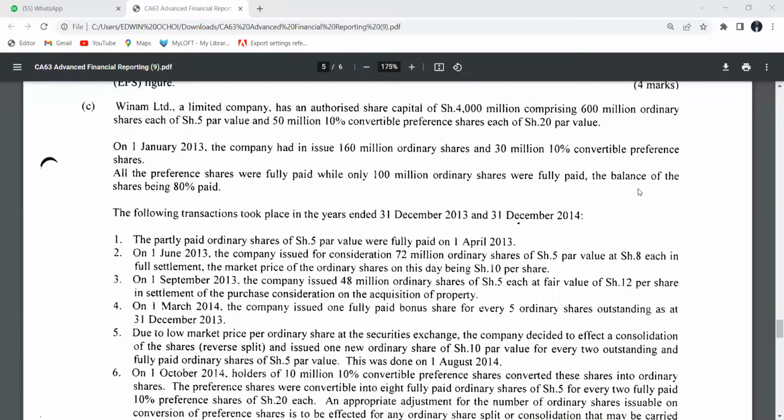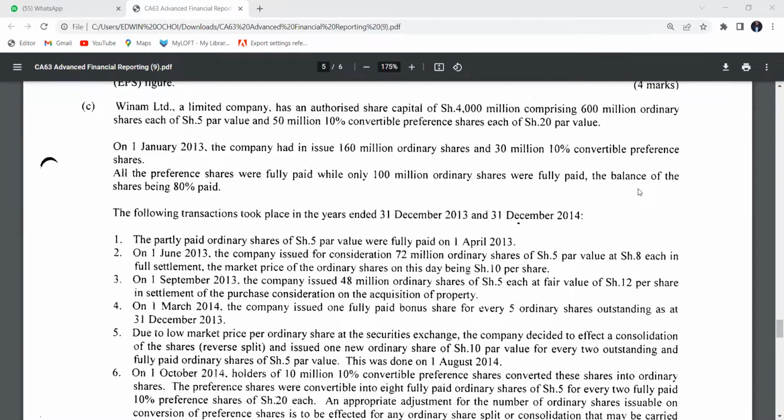So let's look at a question of November 2015, question 4C. They are saying that Winam Limited, a limited company, has an authorized share capital of 4,000, comprising 600 million ordinary shares each at 5, and 50 million 10% convertible preference shares, each at shillings 20.